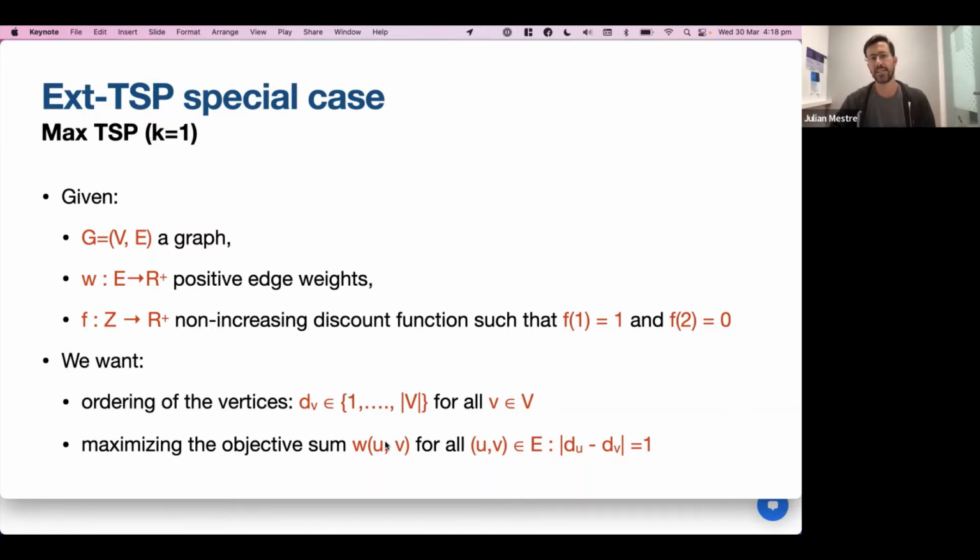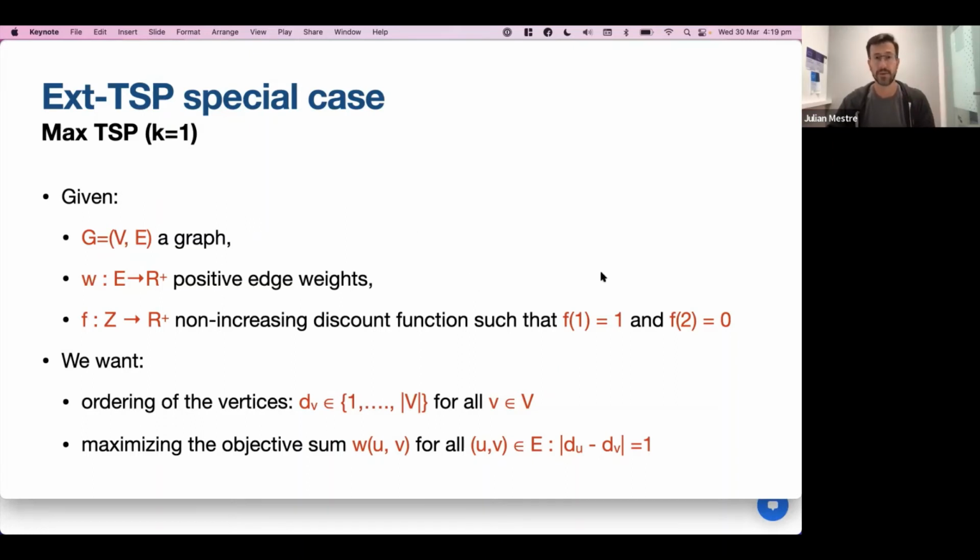And this is precisely the MAX-TSP objective. I want to find an ordering of the nodes of my graph, and I want to maximize the weight of the edges of that tour that the ordering induces. Of course, I don't have the edge coming back. It's like MAX-TSP path, but it's a very similar problem. So what do we know?